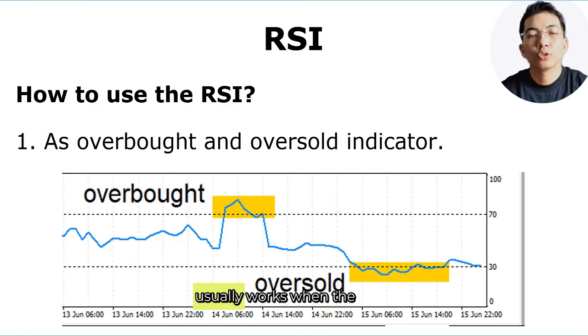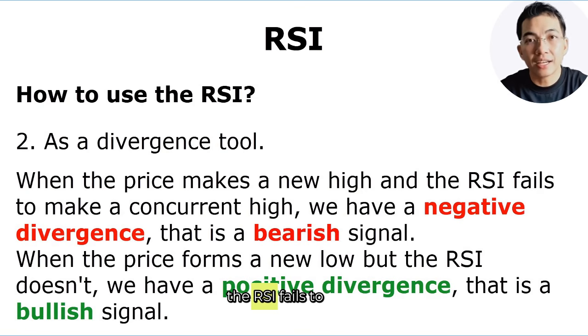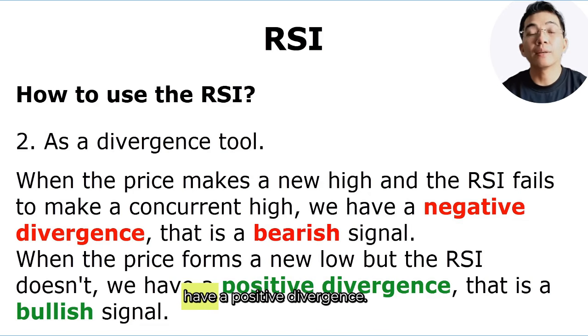This kind of analysis usually works when the market is in a sideways trend, but it's not very useful in situations of strong uptrend or downtrend. The second way to use this oscillator is as a divergence tool. What is a divergence? A divergence happens when the oscillator is not giving us the same information as the chart. When the price makes a new high and the RSI fails to make a concurrent high, we have a negative divergence, that is a bearish signal. When the price forms a new low but the RSI doesn't, we have a positive divergence, that is a bullish signal.